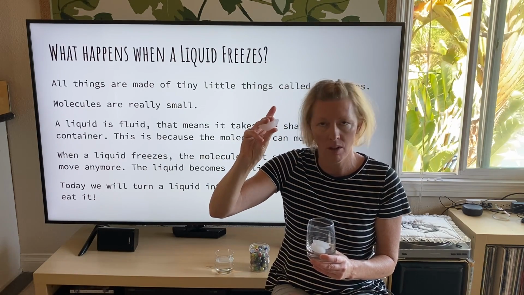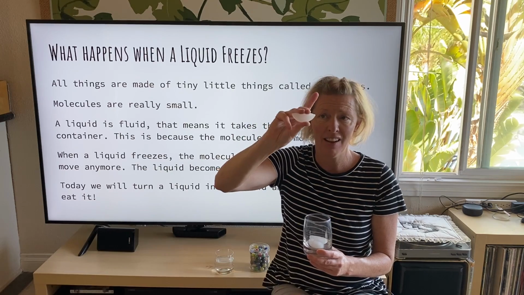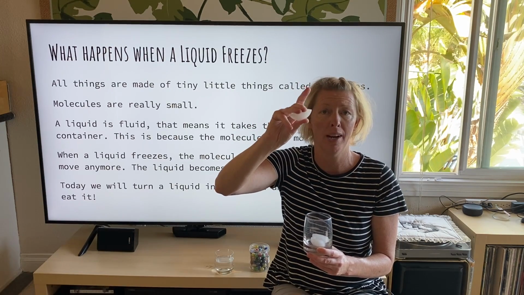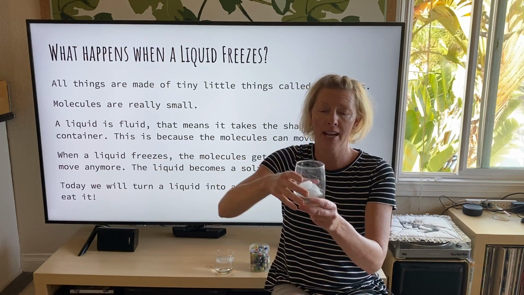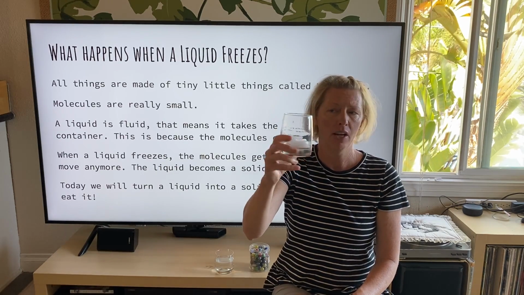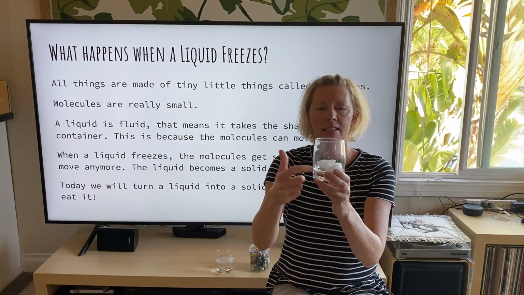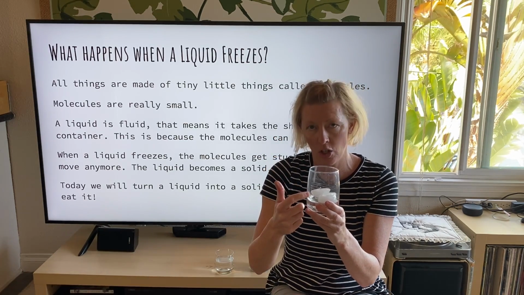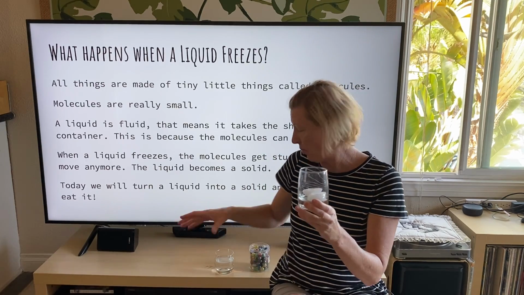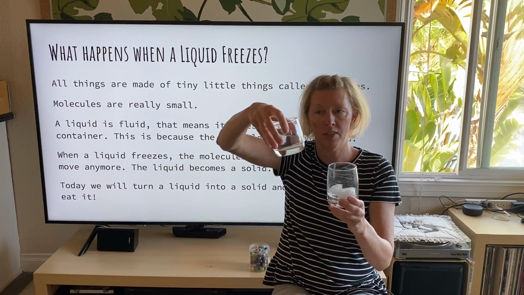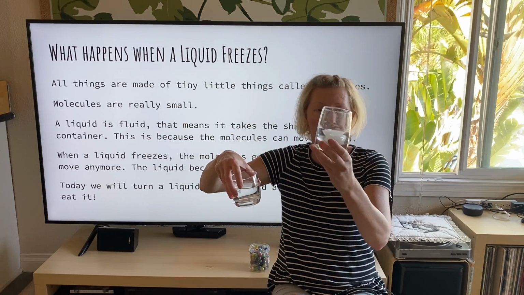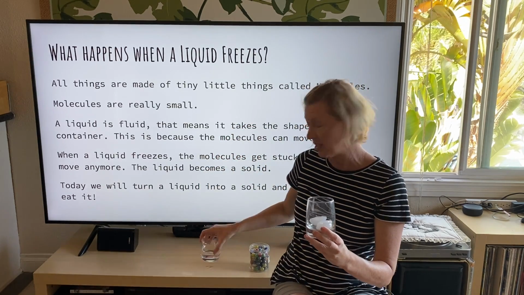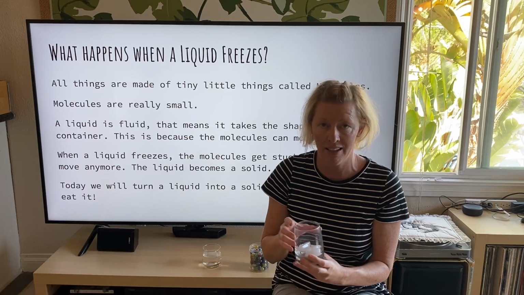The molecules are no longer moving around in there, and they take on the shape of whatever shape it was when I froze them. So even though I put the ice cubes into the glass, they don't take on the shape of the glass. They stay the same shape as the ice cube originally was. This water moves and takes on the shape of the glass. This water doesn't. It stays the same shape as the ice cube because it's now a solid.